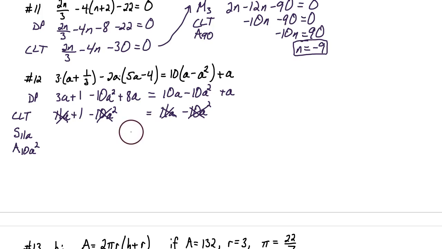What's left over on the left is a 1, and what's left over on the right is a 0. This is a false statement with no variables in it. This is when you say that there's no answer that works for a. It's an empty set.